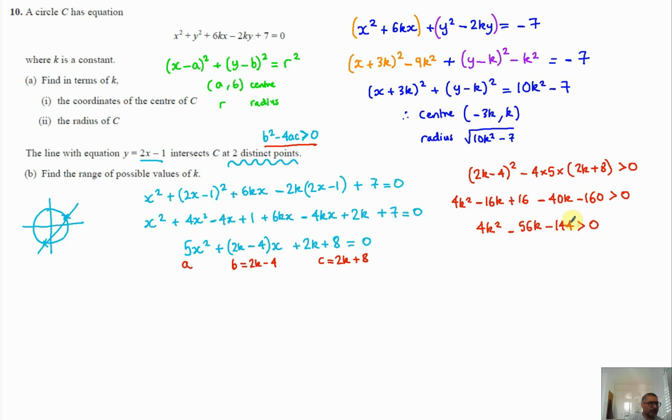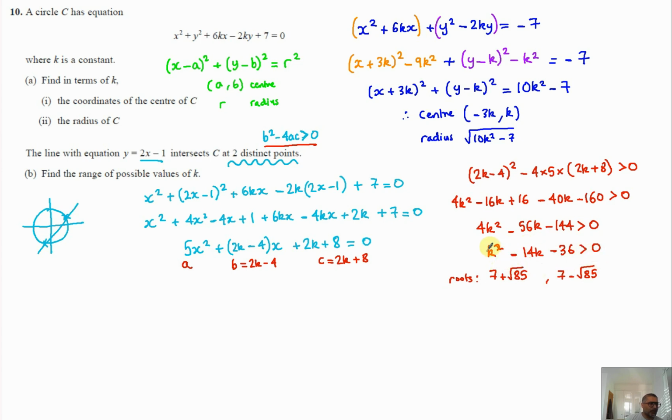So now we've got it in the format of a quadratic, so we can use this to work out our values of k. First of all, if we divide through by 4, that gives us k squared minus 14k minus 36 is greater than 0. And what we want to do here is use our solve function on the calculator. So let's work out the roots of this quadratic. Here they are: 7 plus root 85 and 7 minus root 85.